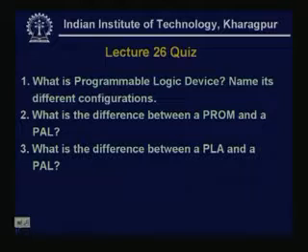The first question was, what is a programmable logic device? Name its different configurations. We have seen that it is mainly an array type of structure that can be divided into two parts. The left hand side is the AND array, the right hand side is the OR array, and either one or both can be programmable to realize a logic device. This is called the programmable logic device.